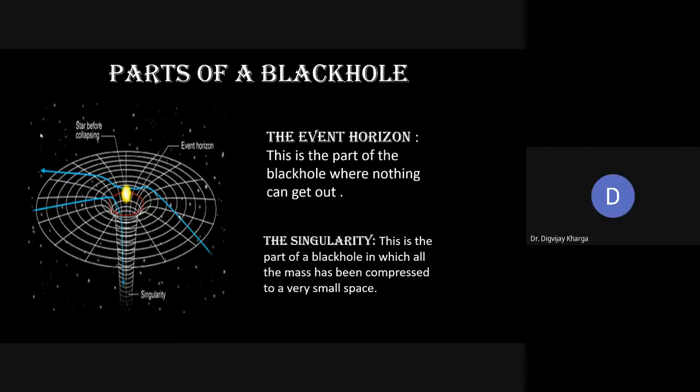Do all stars, after they run out of energy, form black holes? No, sir, not all stars. Smaller stars can't become a black hole after dying, sir. It needs a certain amount of mass to create a black hole, sir. I think it's about 10 to 20 times the mass of the sun, sir. Our sun? Yes, sir.